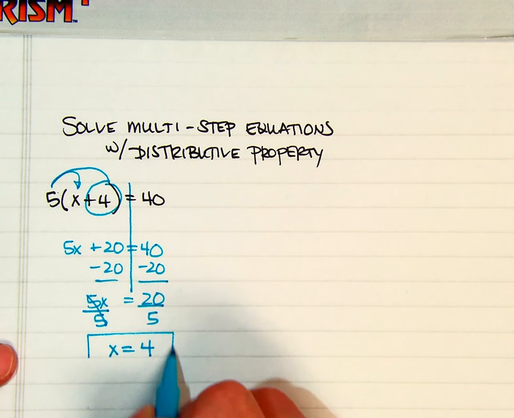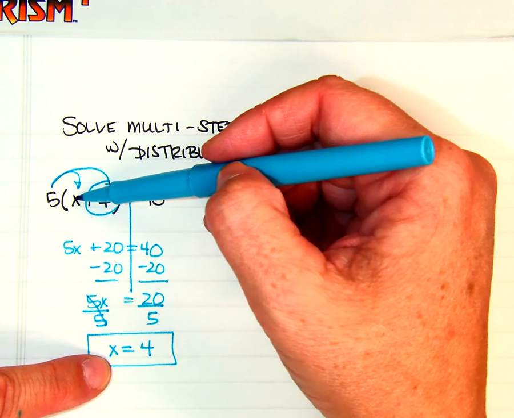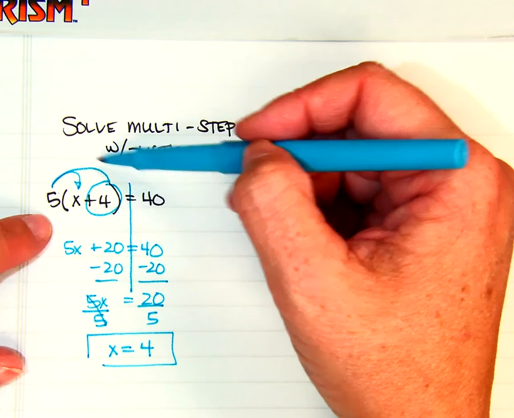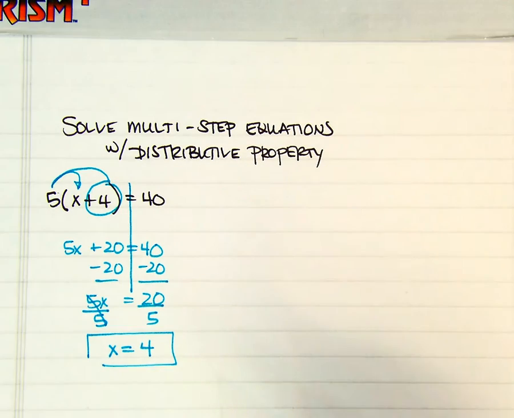Just like all the other ones, the way of checking it is to plug it back in. So if I put 4 in for x, I have 4 plus 4 inside the parentheses, which would give me 8, times 5 gives me 40. So I end up with 40 equals 40.